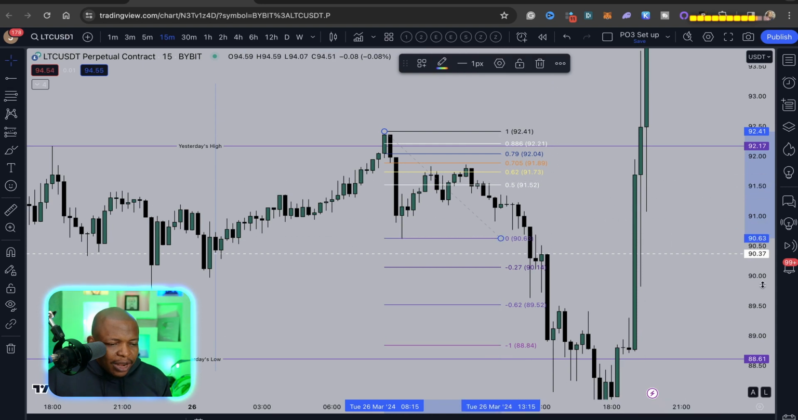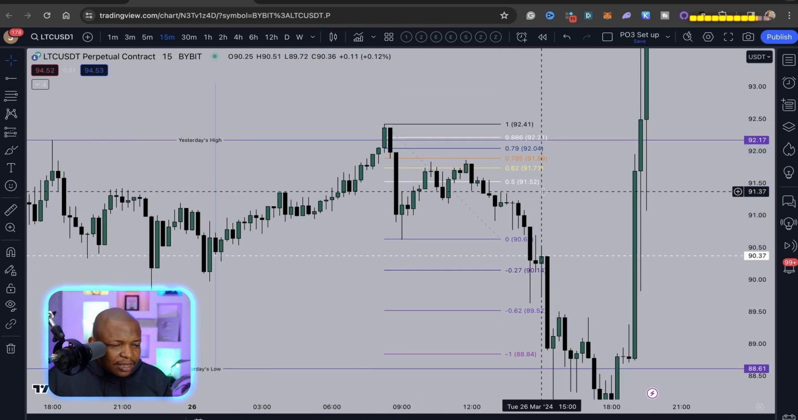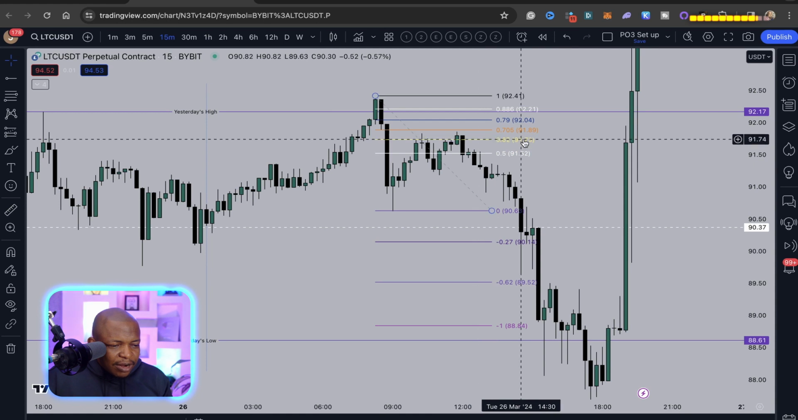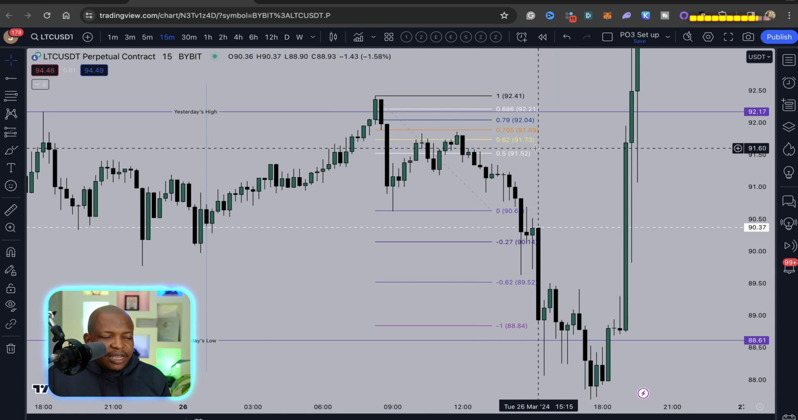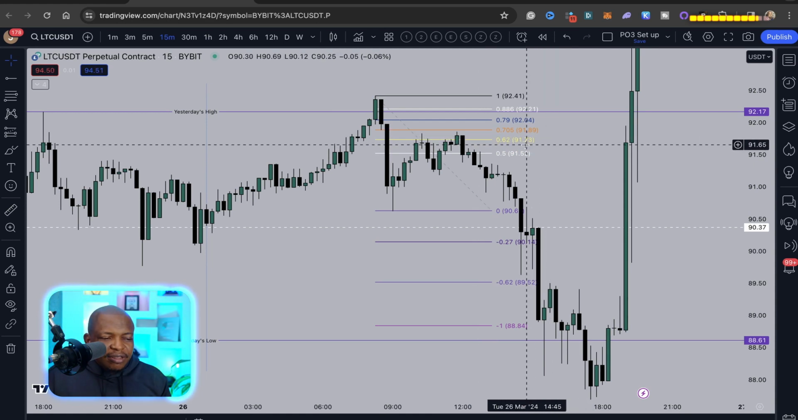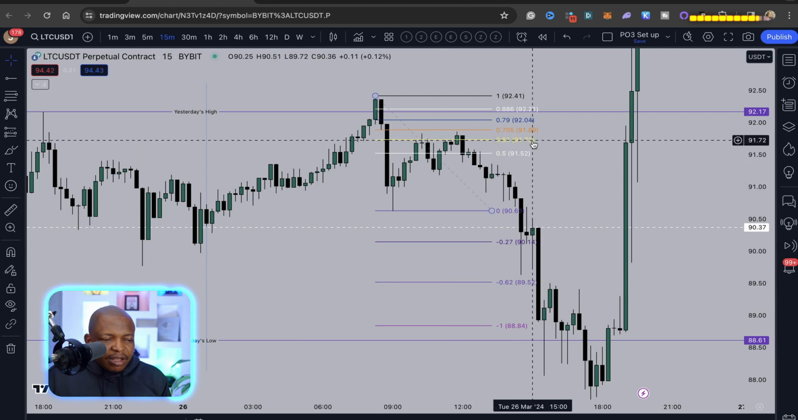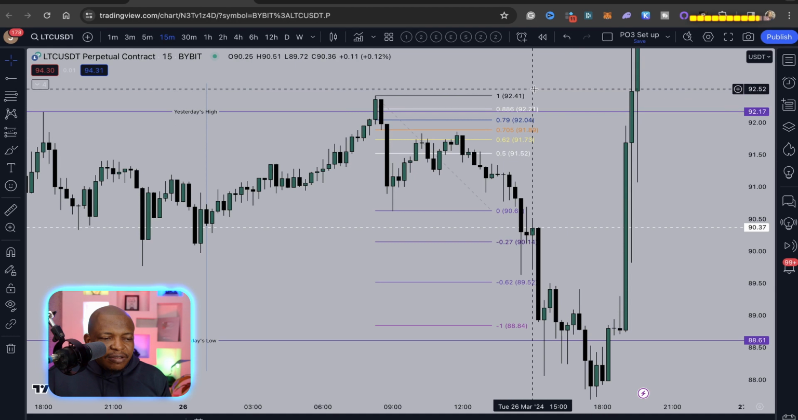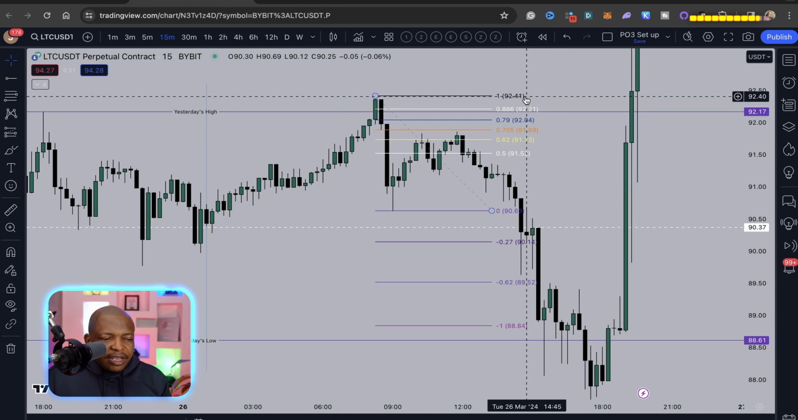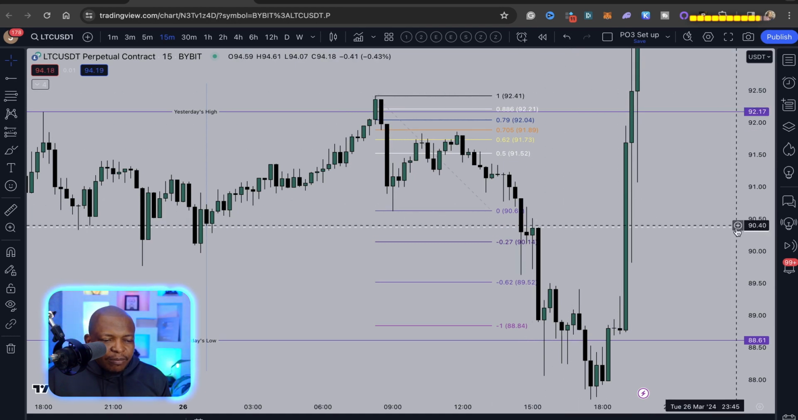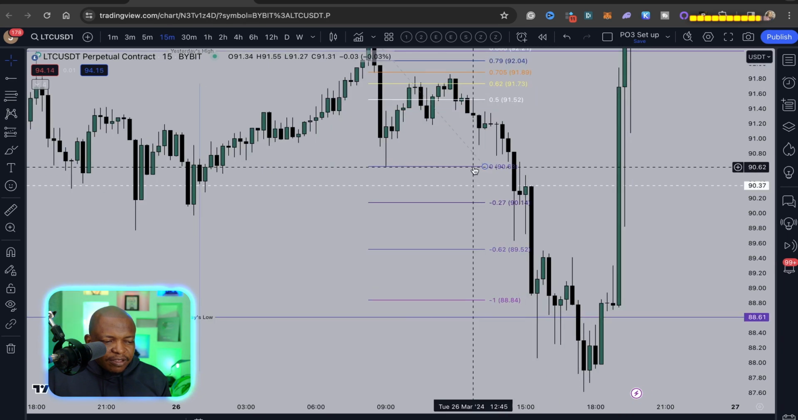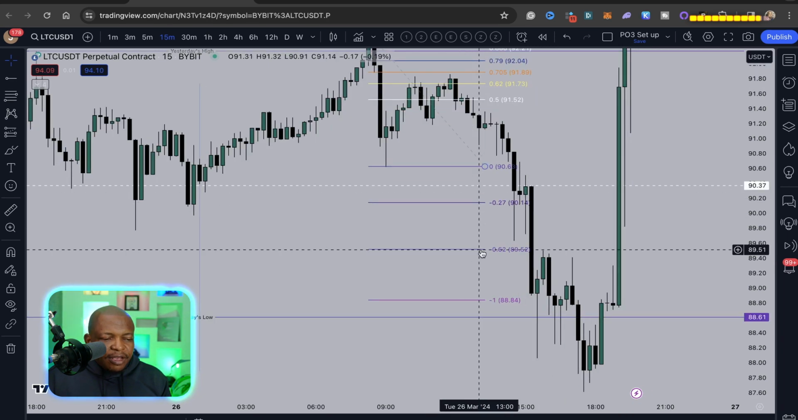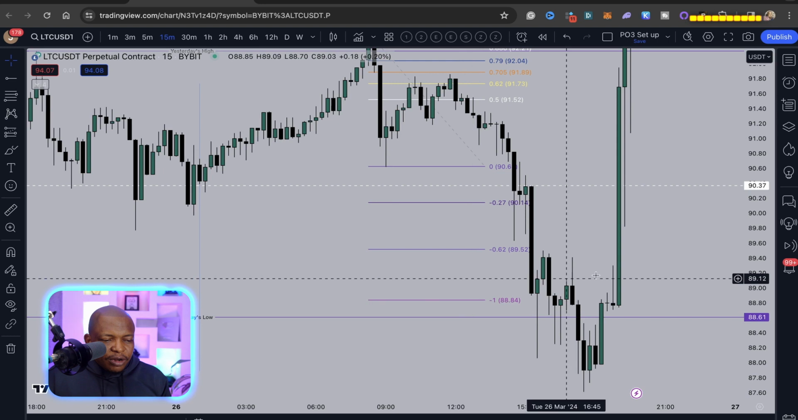So what happens is that this yellow line, the golden ratio, right, it becomes my entry. I'm going short now. This 91.73 is now my entry. My stop loss is the top, 92.41. And look at my take profits. I have them. This is the first take profit, second take profit, third one, and the fourth one.